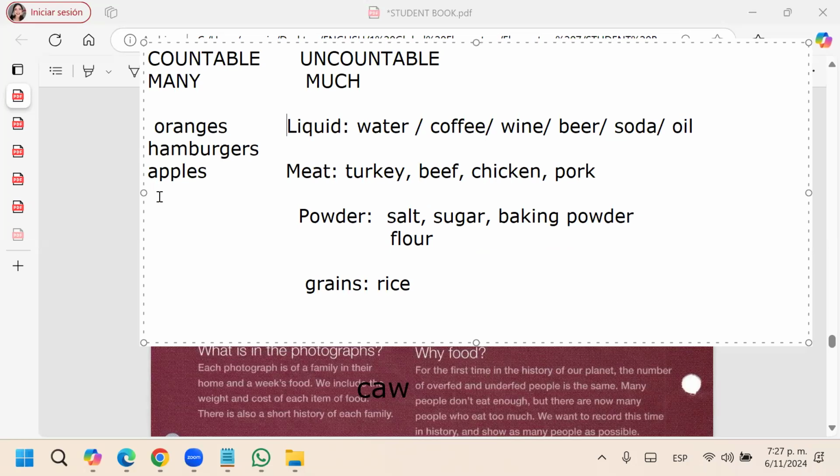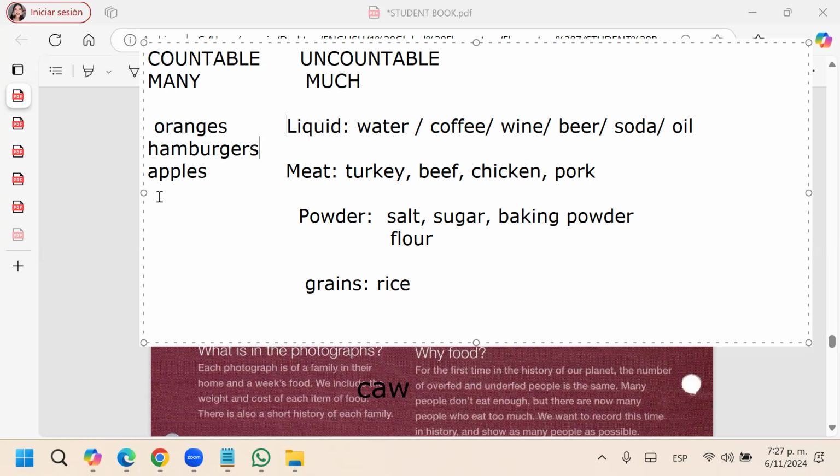I can say I want to eat 1 hamburger, 2 hamburgers, 3 hamburgers, 4, 5, 10, 1 apple, 2 apples. La puedo contar. 3 apples, 4 apples, 10 apples, 100 apples. Okay. Las frutas, muchas de ellas, como las puedo sostener en mi mano, son countable.